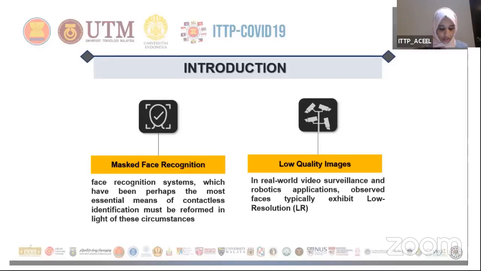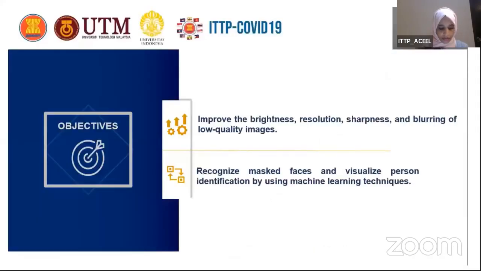So this leads us to introduce the objectives of this work, which start by improving the brightness, resolution, sharpness, and blurring of input low quality masked face images, and then recognizing these images and visualizing person identification by using machine learning techniques.